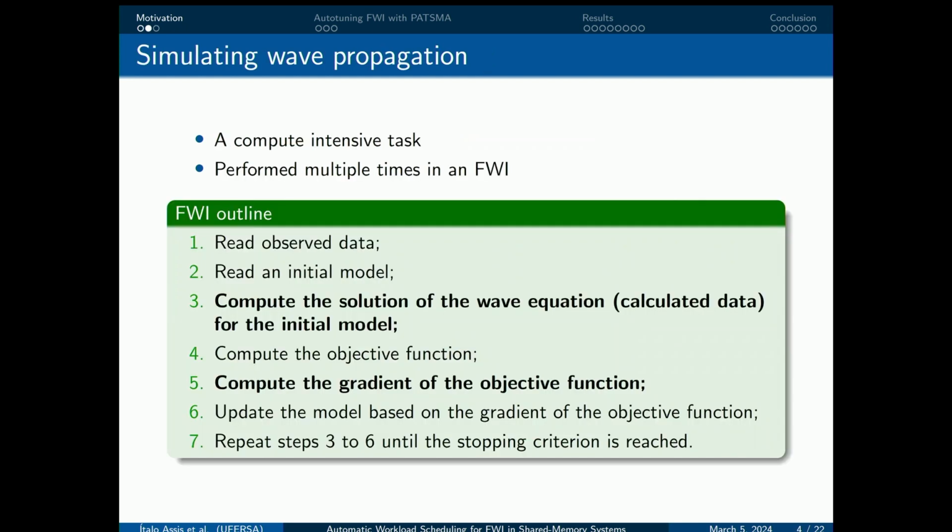If we look closer at an FWI outline, we're going to see that it has some main steps, mostly reading the input data, the observed data, initial data. Then we can compute a solution of a wave propagation, which we call the calculated data, for the initial model. Then we compute the objective function of FWI, as it is an optimization algorithm, and its gradient. And from that gradient, we can get to a new model. Then steps 3 to 6 can be repeated iteratively until we get to a predefined stop criterion.